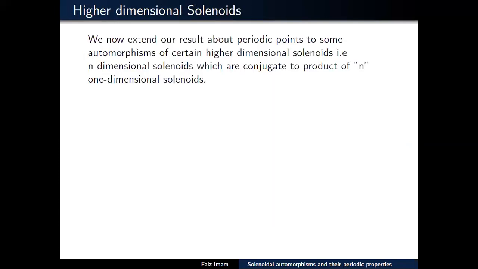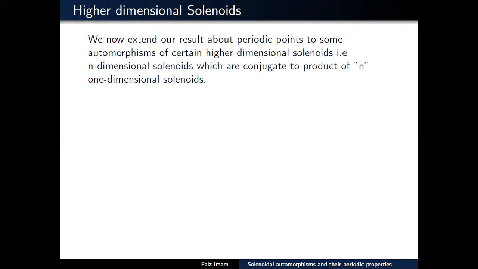So moving ahead, we now extend our result for periodic points to some automorphisms of certain higher dimensional solenoids. So basically what has been done is that the one-dimensional case was completely characterized using inverse limits, using Pontryagin dual also. So now we make an attempt to see if we can do it for the higher dimension case, because right now we don't have any classification of all the subgroups of Q^n.